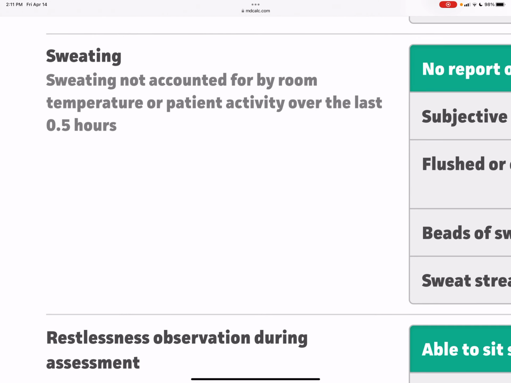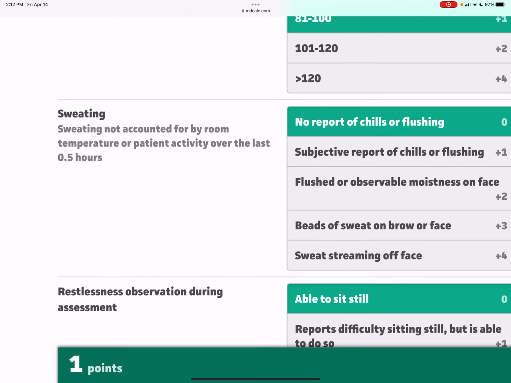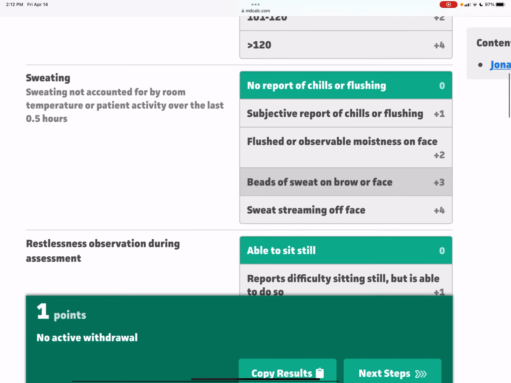The next symptom, sweating, not accounted for by the room temperature. So if it's 90 degrees in the room, that's the reason to sweat. We wouldn't count that. But you want a comfortably situated room, anywhere between 65 and 70 degrees, depending on your preference, in the room for about a half hour. Ideally, the room you would sleep in and relax in.